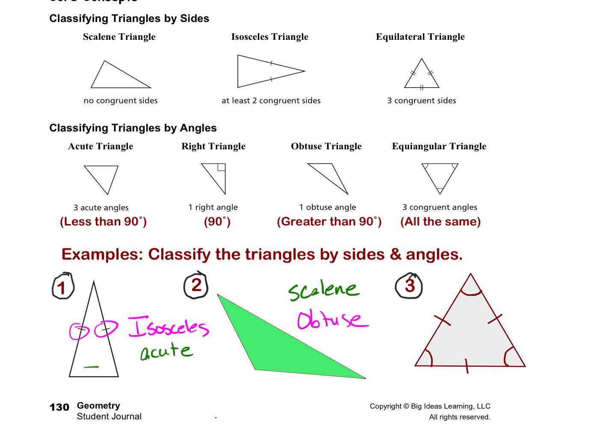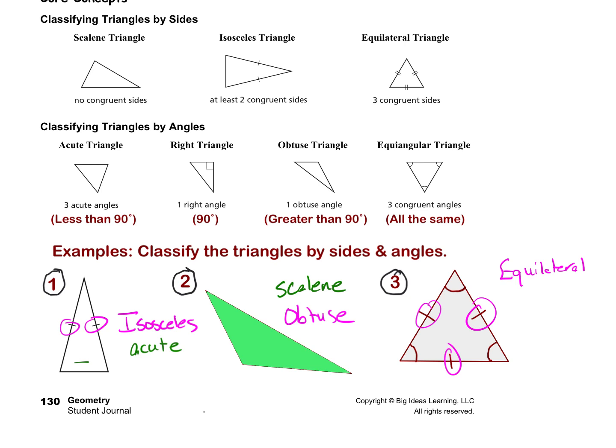Then the last one, when we look at the sides, I have 1, 2, 3 congruent sides. So that's going to be equilateral. So remember, we just looked up here at 3 congruent sides, equilateral. And if it's equilateral, it's going to be equiangular. And we can tell that because we have 3 congruent angles. Those little curves mean that they're congruent. So it's also going to be equiangular.